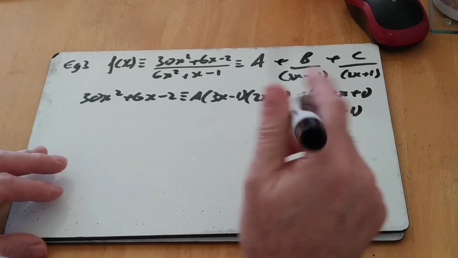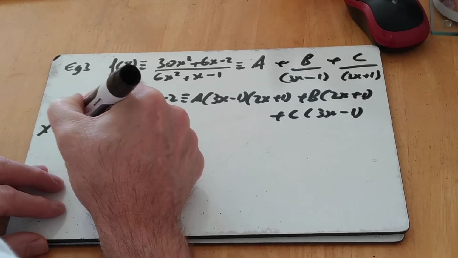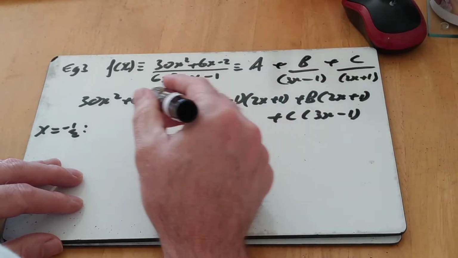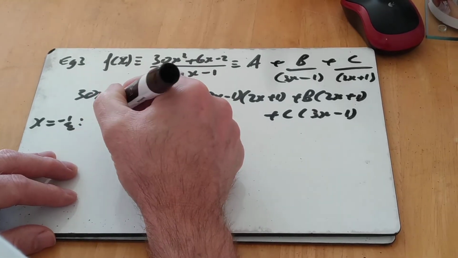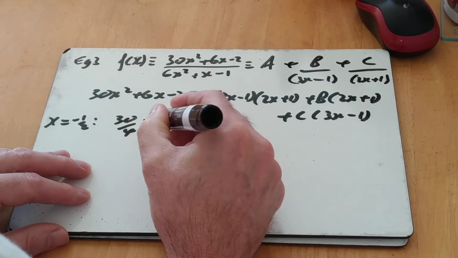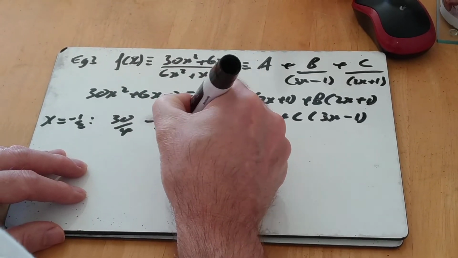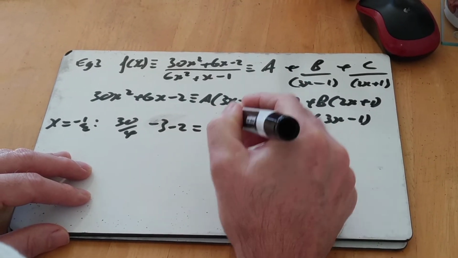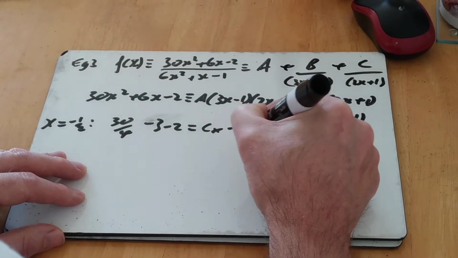And I've got three things to find, three things to do here, so I'm going to be sticking in x equals minus a half first off. A bit more going on here, although it gets rid of two other terms, a bit more to calculate in this case. 30 times x squared, 30 over 4, 15 over 2, and then plus, actually minus, because it's 6 times minus a half, minus 3, minus 2, equals, that goes to 0, that goes to 0, c times minus 3 over 2 minus 1, minus 5 over 2.